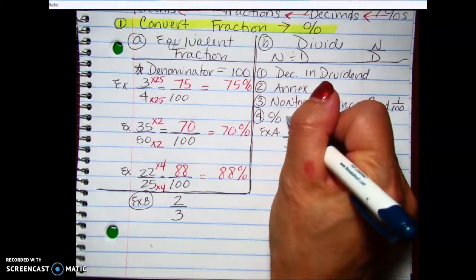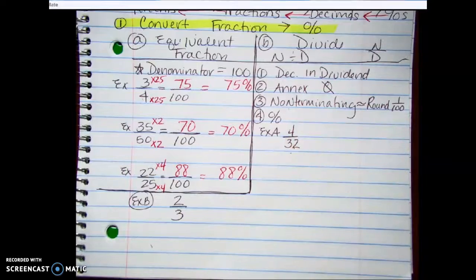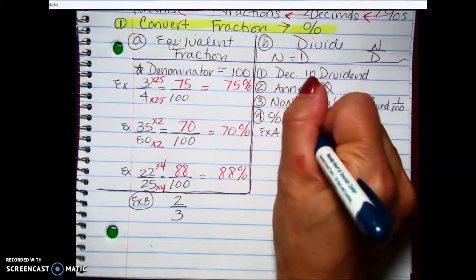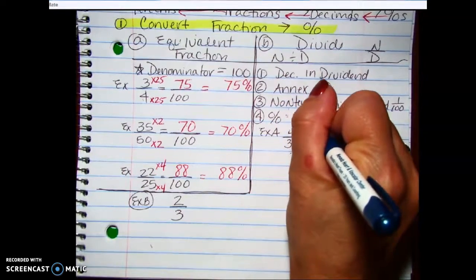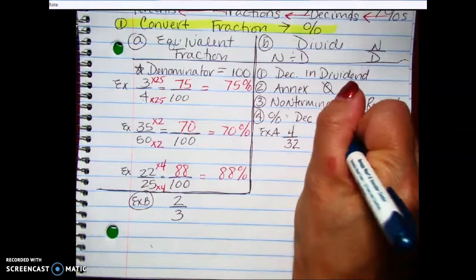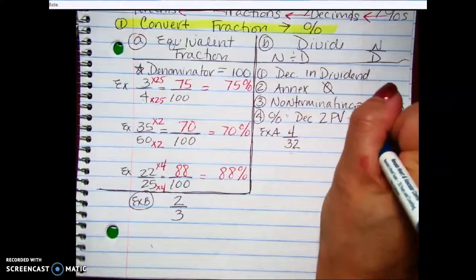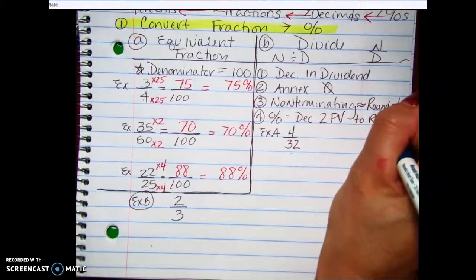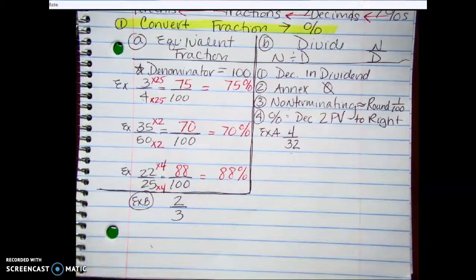Now, the fourth and final step is to create your percentage. So if it's a decimal, which it will be, you have to move it 2 place values to the right. Let's go ahead and show how it's done.